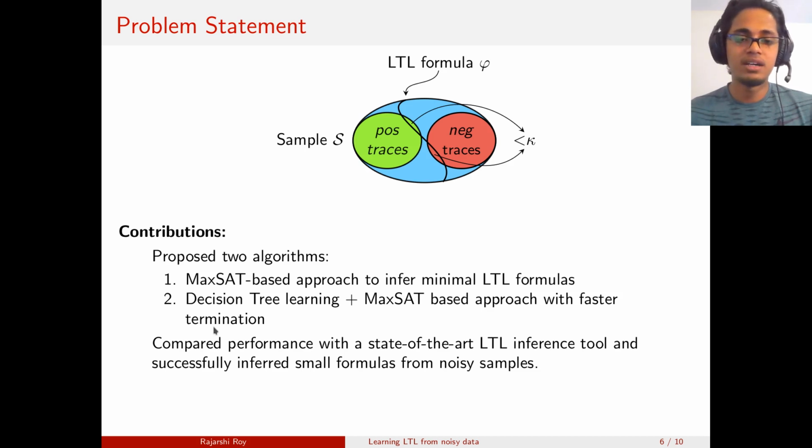Now we have implemented both our algorithms in a tool, and we have observed that our algorithms can successfully infer small formulas from noisy samples. So now I will describe our algorithms in greater detail, starting with the first one.